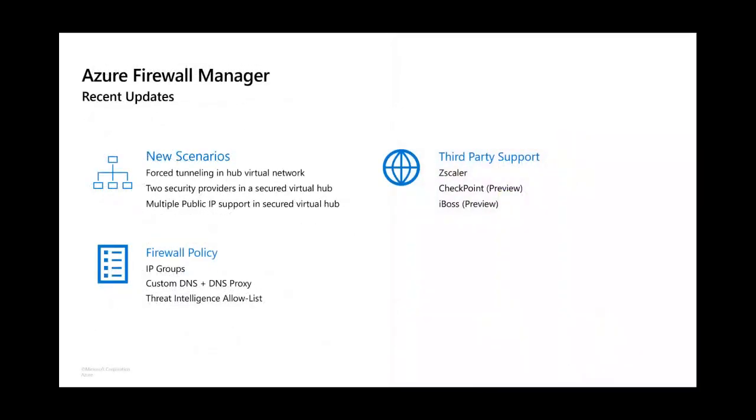These are the recent updates from an Azure Firewall Manager perspective. As I covered in my previous webinar on Azure Firewall, you can configure Azure Firewall to do forced tunneling, which means you can forward all the internet bound traffic to an NVA in Azure or to on-prem, depending on the requirement. In Azure Firewall Manager, in the Hub Virtual Network deployment, you can now do forced tunneling as well. We also have security providers available in the Virtual Hub: Zscaler, Checkpoint, and iBoss, so you can use them.